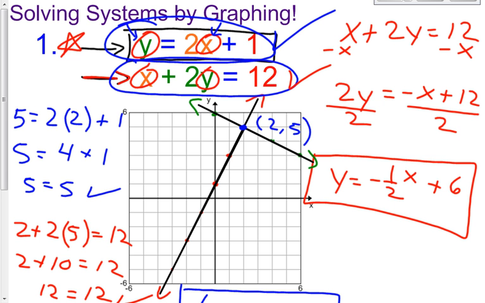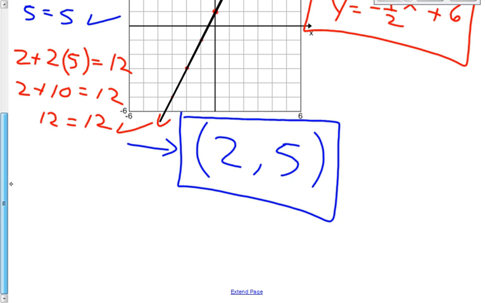So that's how you solve systems of equations by graphing. Graph both of the lines, find out where that intersection point is. That intersection point is your solution. You don't have to check your work. You could just circle your answer and move on to the next one, but I definitely recommend that you check your work.